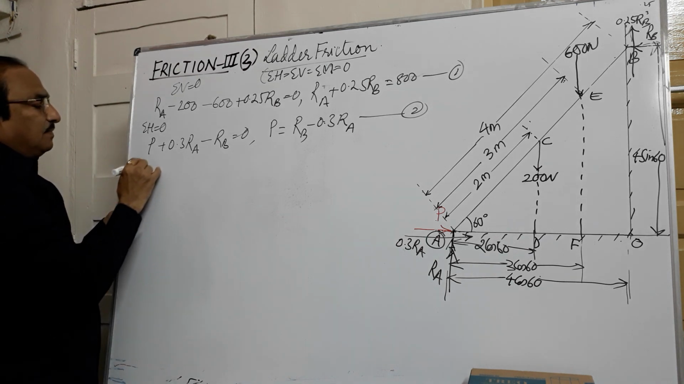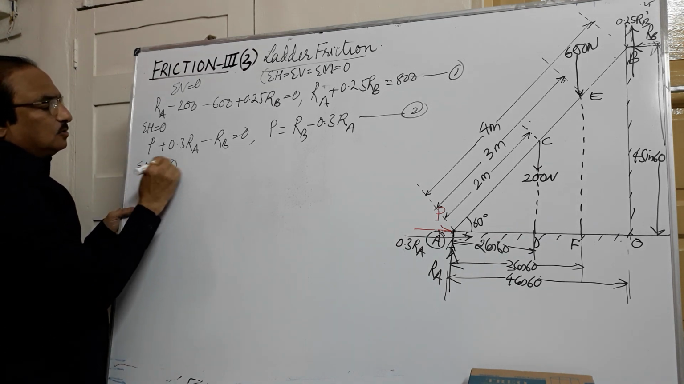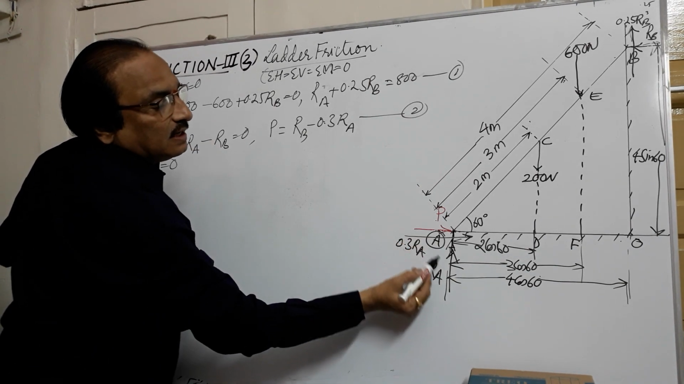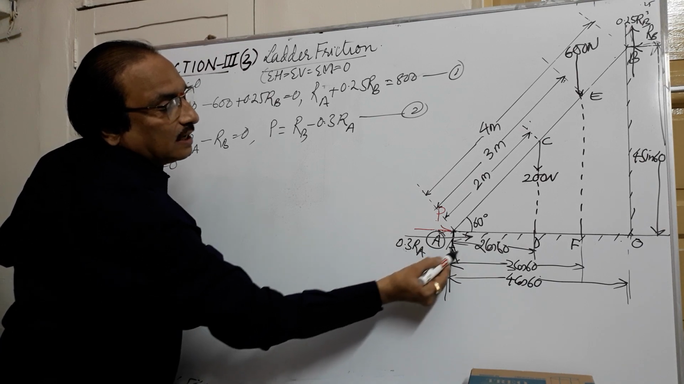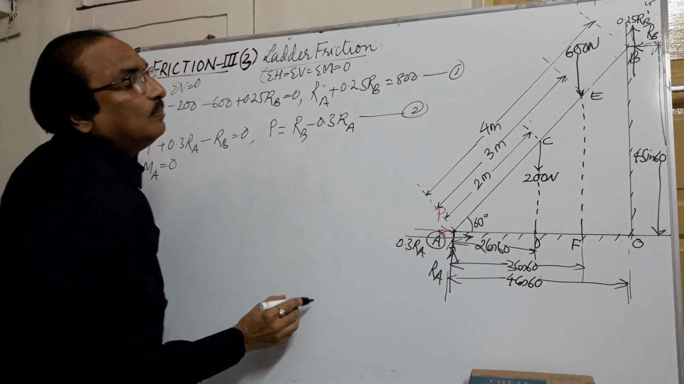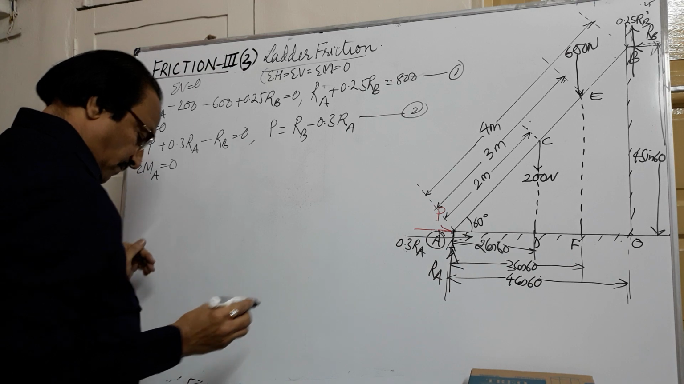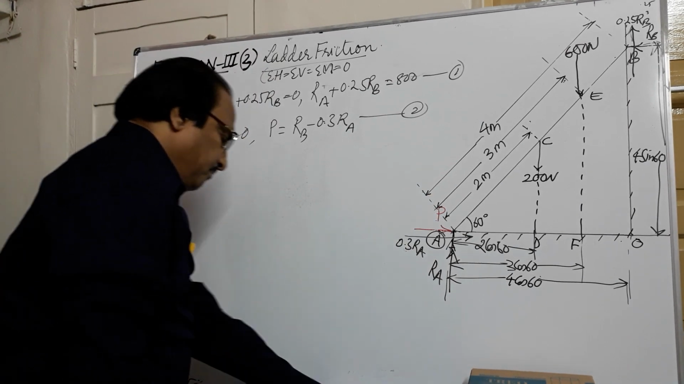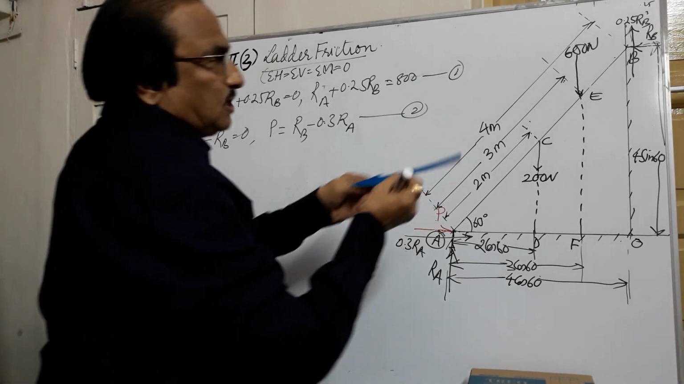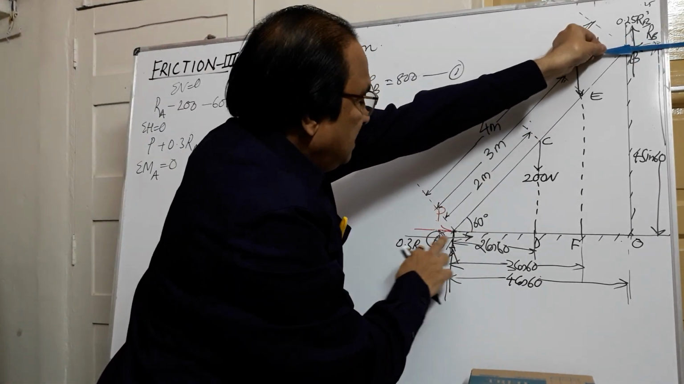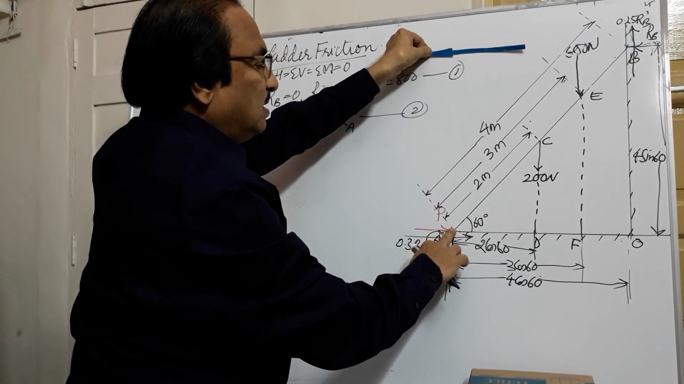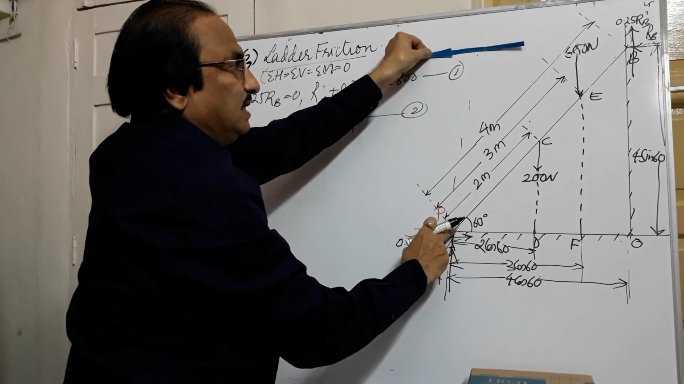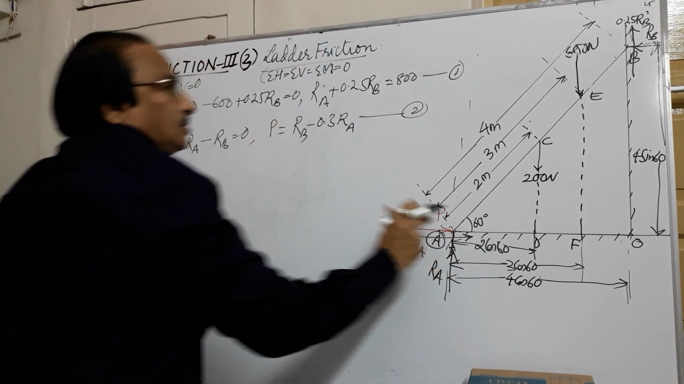So let us apply sigma M about A must be equal to 0. We will take moment of all the forces about A. So this P, this RA and 0.3 RA, they are all passing through A, they will not give any moment. So let us begin with this force here, RB. This force RB is acting like this. This is the point where I want the moment. This is a perpendicular distance, and this perpendicular distance is 4 sin 60, and this will rotate in anti-clockwise direction.